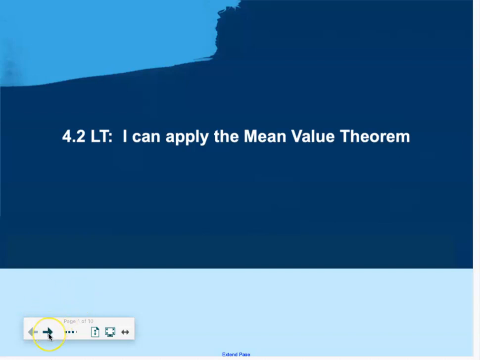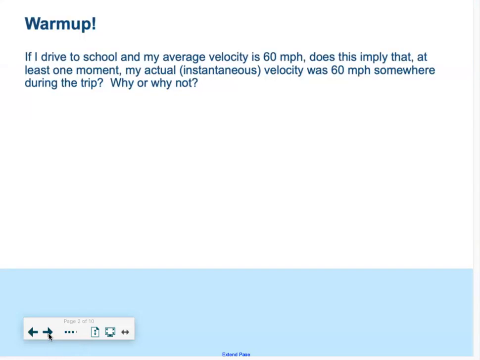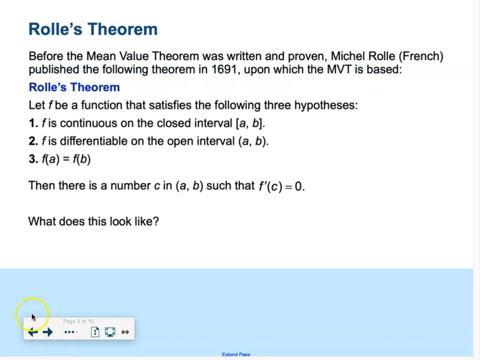All right. So this is section 4.2. I can apply the mean value theorem. We've already discussed the warm-up. If my average velocity is 60, does this mean somewhere my instantaneous velocity has to be 60? The answer is yes, and we're about to see why. But before we see why, we're going to learn about Rolles' theorem. So before the MVT, before our final theorem, there was Rolles.